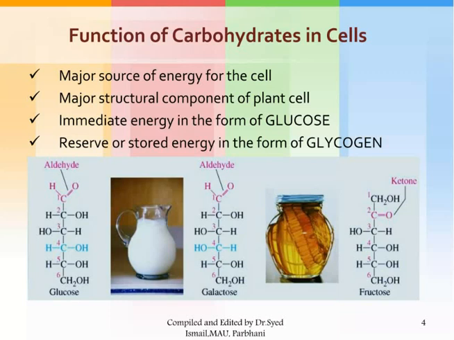So, functions of carbohydrate in the cell. Major source of energy of the cell. The second important point, you have to write it down: major structural component of plant cell. Immediate energy in the form of glucose. Reserve or stored energy in the form of glycogen. So you can see the structure of glucose, aldehyde and polyhydroxy. You can see galactose. You can also see the ketones.